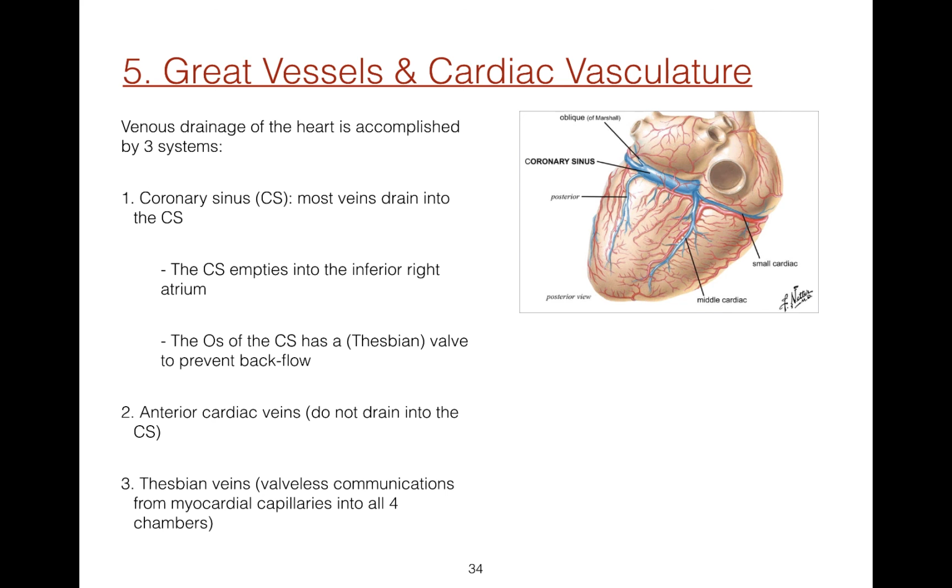Of course, there need to be veins to drain the heart as well. The venous drainage of the heart is accomplished by three systems. Most significantly, the coronary sinus, and most veins drain into this. And the coronary sinus itself empties into the inferior right atrium, and the Thebesian valve is at the entry point, which is in the inferior margin of the right atrium. It's the Thebesian valve which prevents backflow.